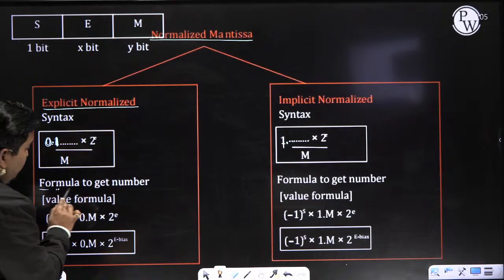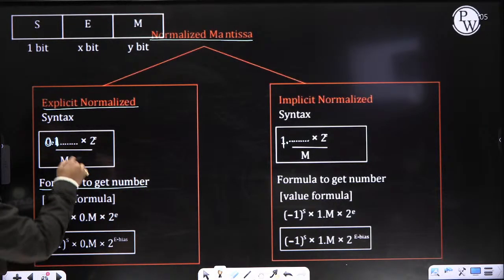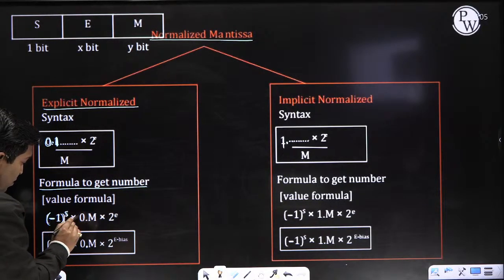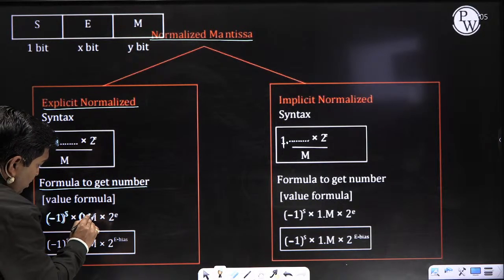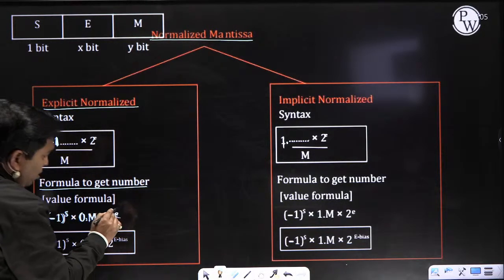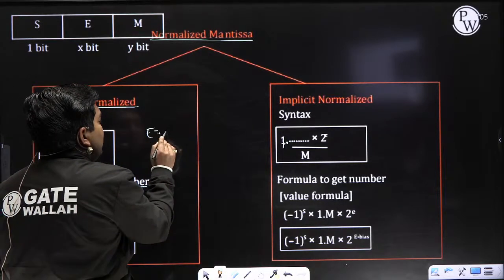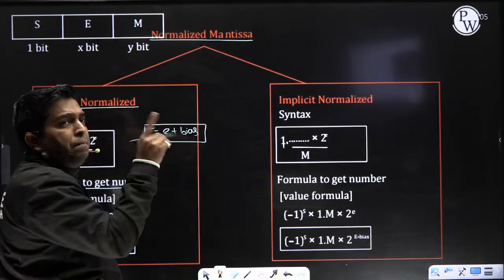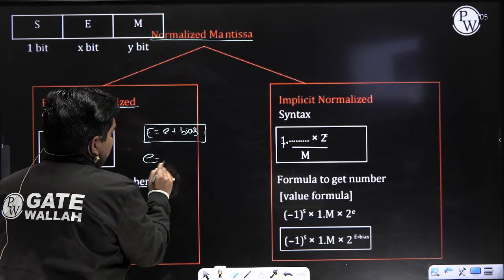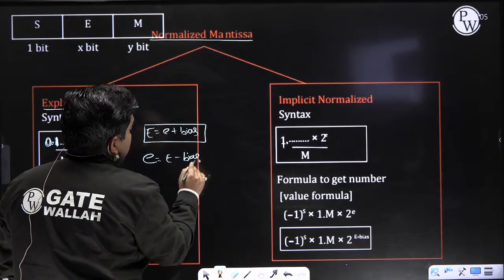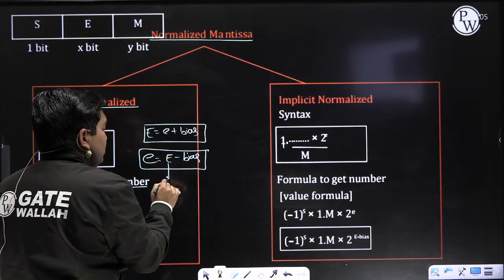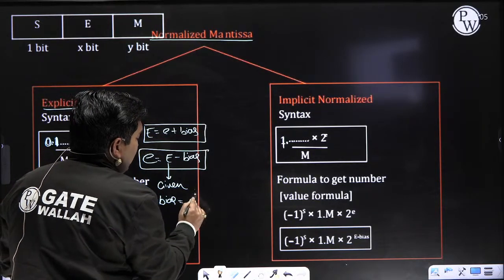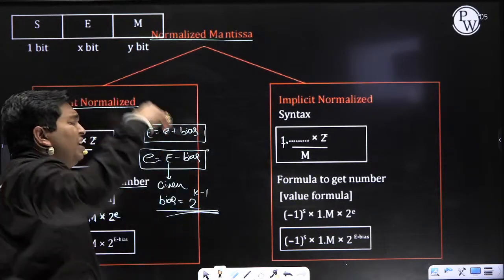So what is the value formula? Value formula means how to get your number if it is represented in this form. Minus 1 to the power s, because you represent 0 dot m multiplied by 2 to the power e. And you know that capital E is small e plus bias. Then the value of small e is capital E minus bias. Sir, how will I get capital E? This is given. And how do I get the bias? 2 raised to power k minus 1, minus 1.